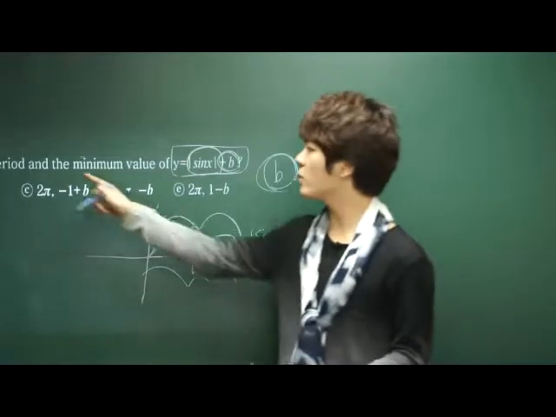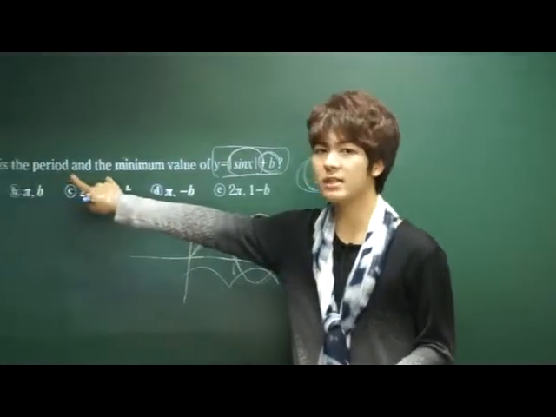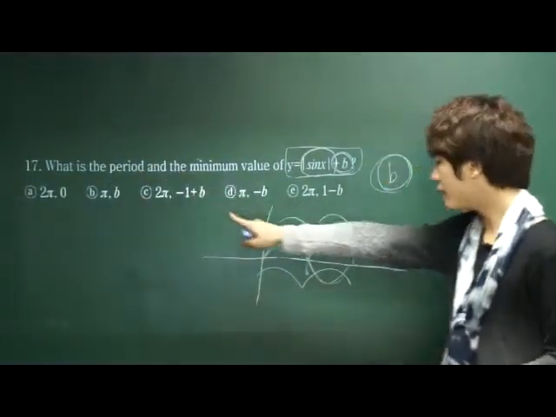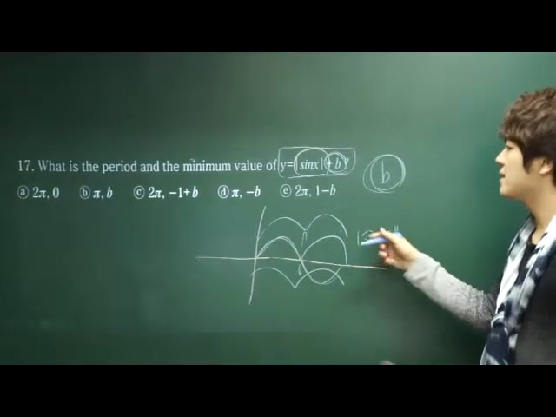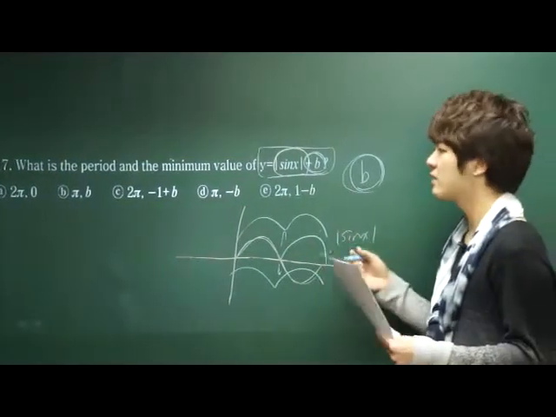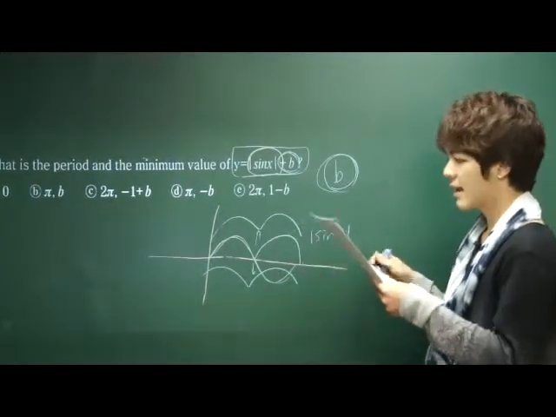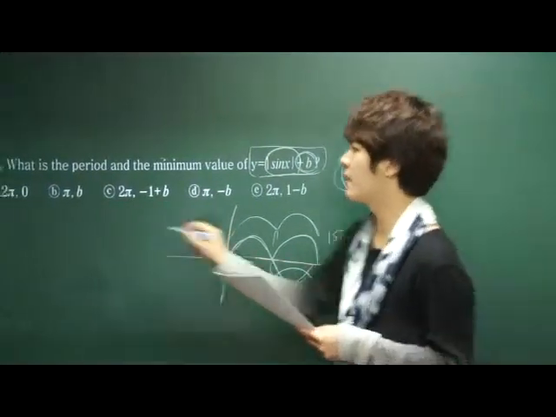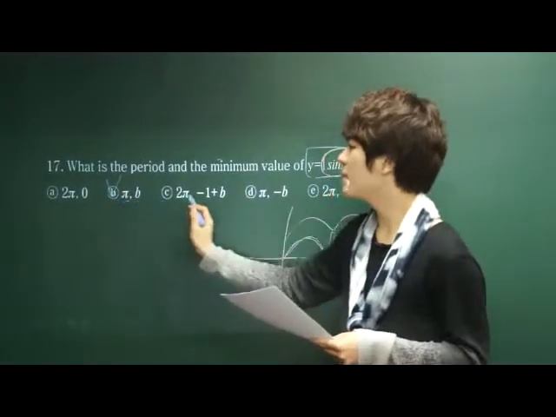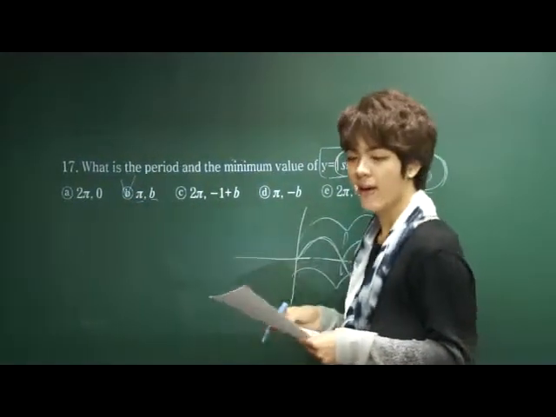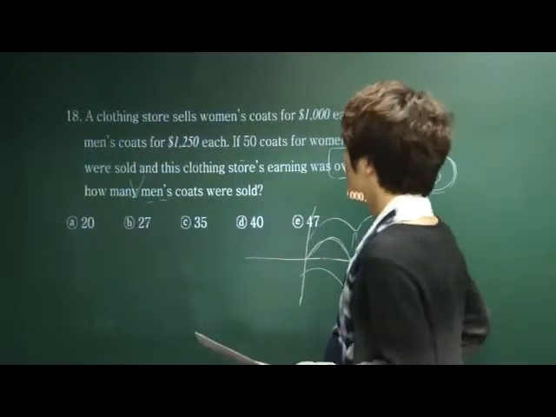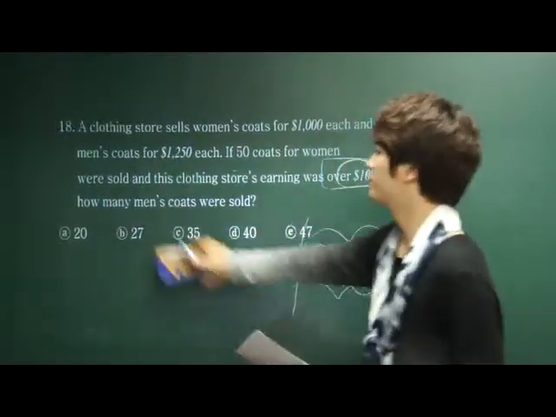Okay, what about the frequency? Frequency and period mean the same thing here. It is the same as the sine function. The sine x function's period is pi. Therefore, the answer should be B. The period is pi, and the minimum value should be b. Okay, fairly easy questions. Let's move on to number 18.